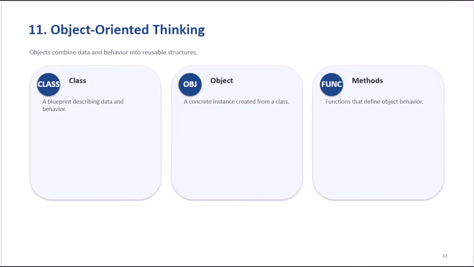Object-oriented thinking. Object-oriented programming is a way of organizing software around objects. A class can be thought of as a blueprint. It defines what information an object has and what it can do. An object is a concrete instance created from that class. Methods are functions associated with an object and describe its behavior. For example, in a video game, we could have a player class with properties such as health and speed, and methods such as jump, attack, or move.